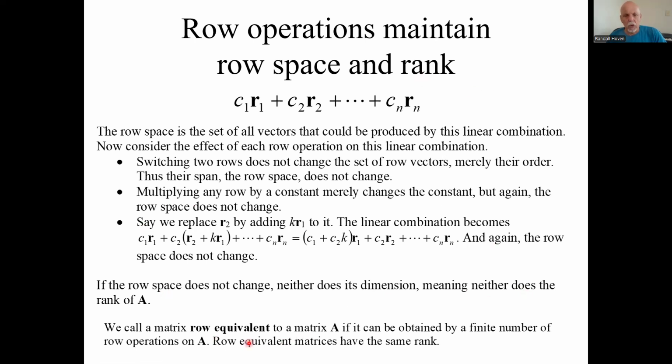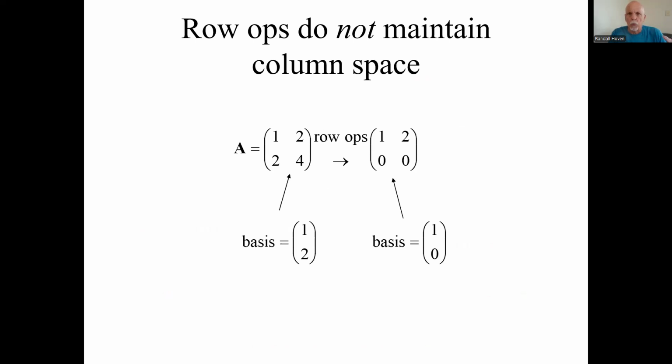And definition-wise, we say two matrices are row equivalent if one can be obtained from the other by a finite number of row operations. So row operations maintain rank.